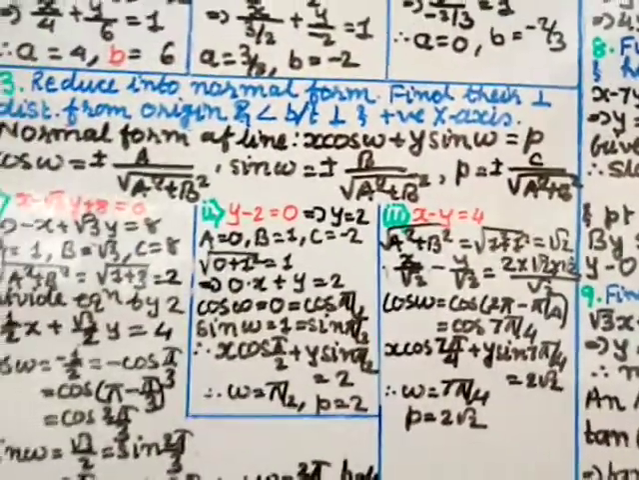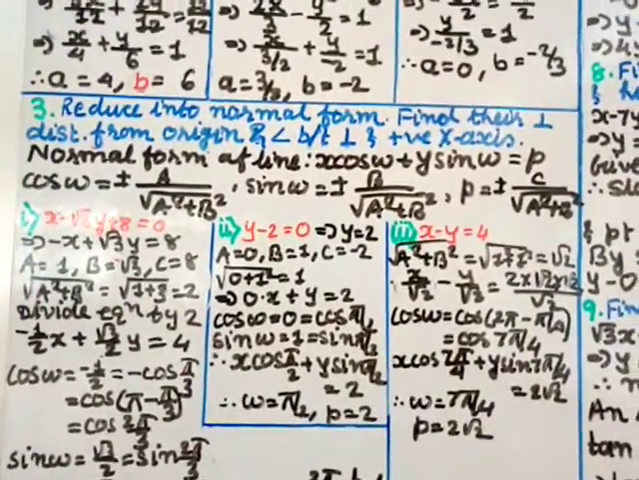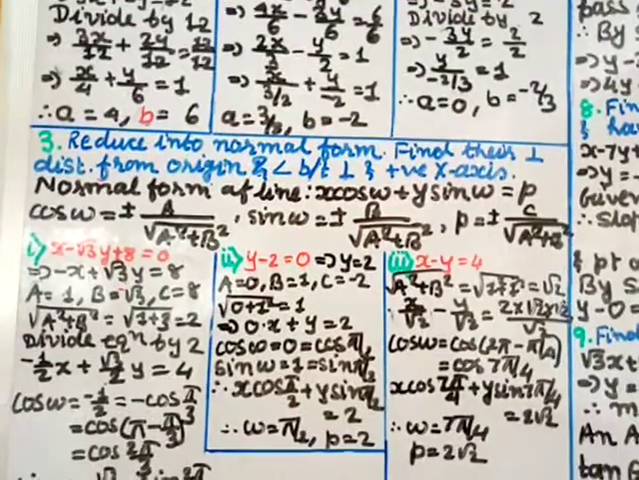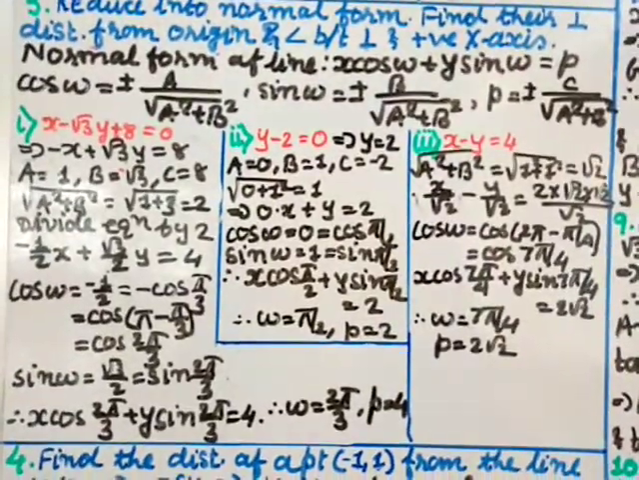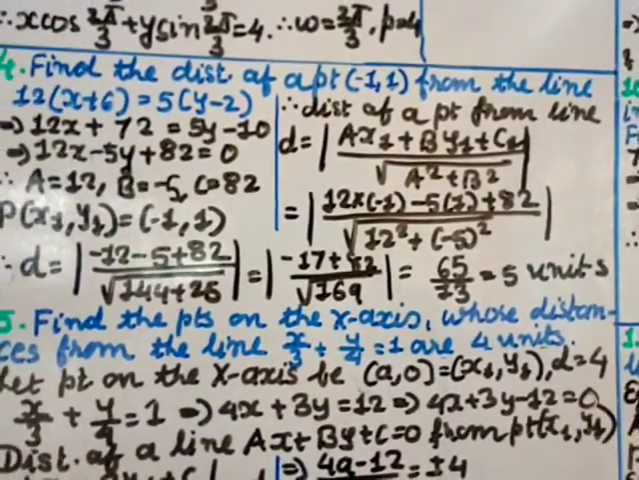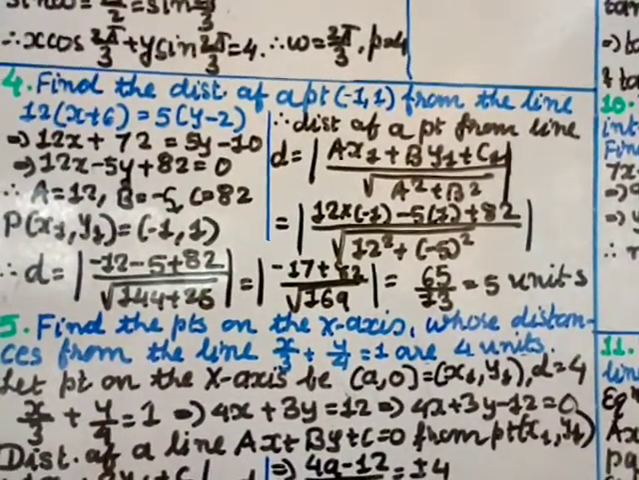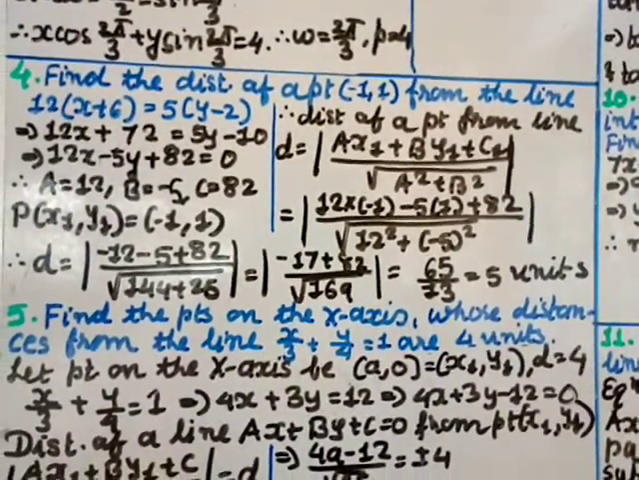So that is the solution for reducing the given equation x minus y equal to 4 into the normal form of equation of line. Question number 4. Find the distance of a point (-1, 1) from the line 12(x + 6) = 5(y - 2).